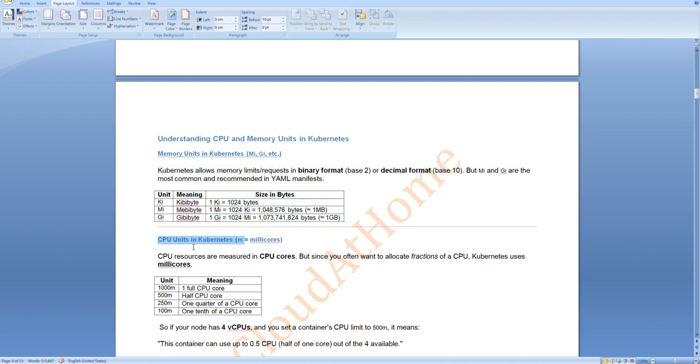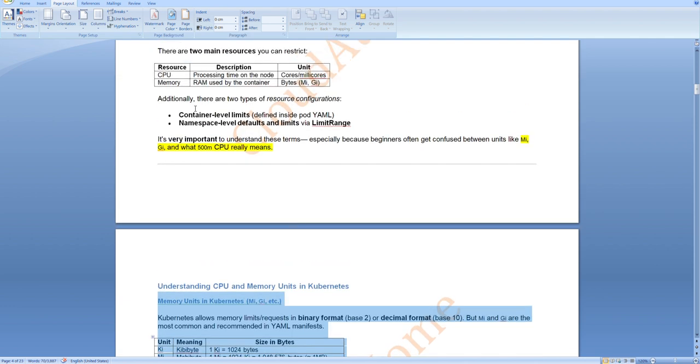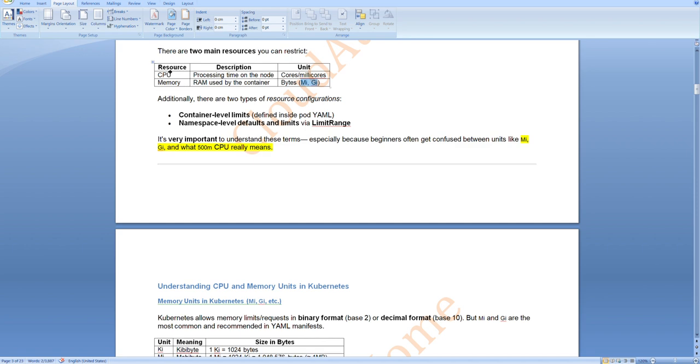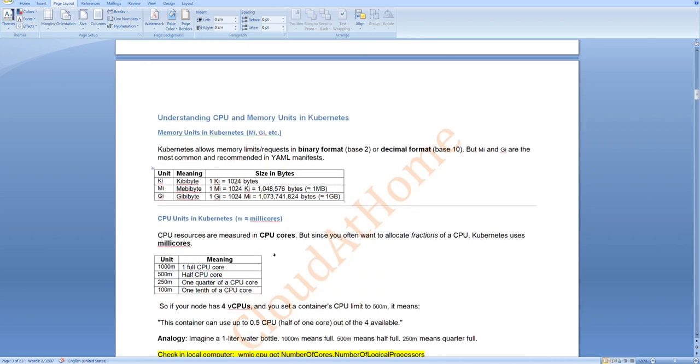Okay, and then what is the CPU unit in Kubernetes? This was for the memory, which we have discussed, right? Memory is always defined in Mi and Gi. Okay, but what is for the CPU? CPU is always used in cores or millicores, right? So let's read about it.